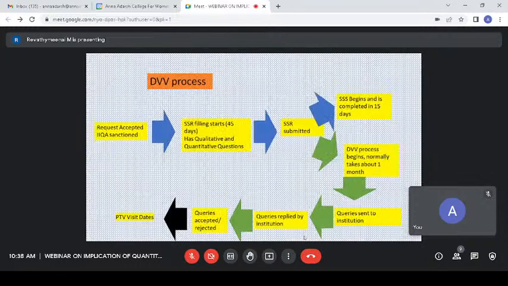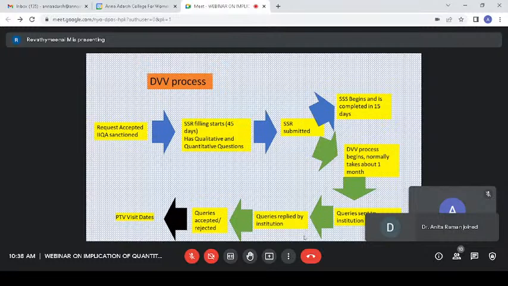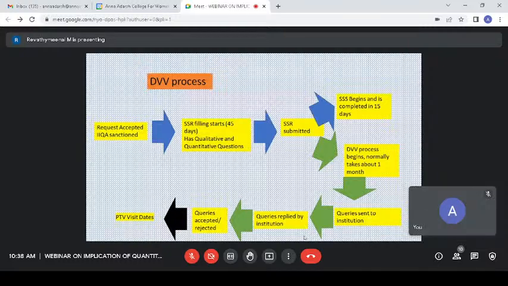Let's try to understand this DVV process now. Once the IIQA has been accepted, the DVV process begins. Actually, the SSR filling process begins. When the SSR filling process begins, there are 45 days provided for filling up the data. NAAC is very strict with respect to the number of days. During the COVID period, they were kind. Now they have come back to their original status, and they say that we will not give you any extension.